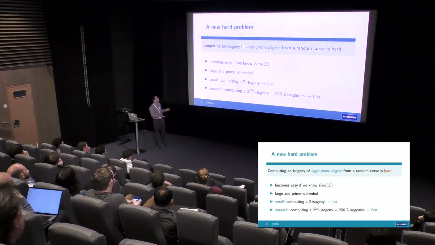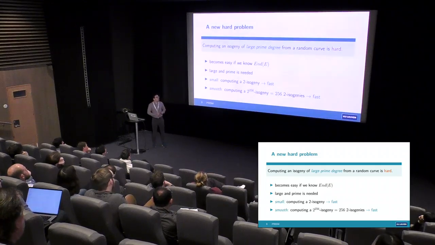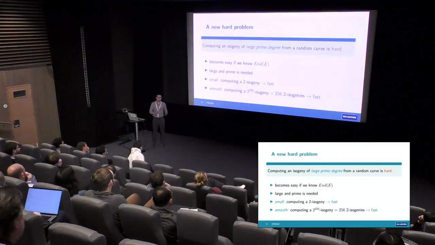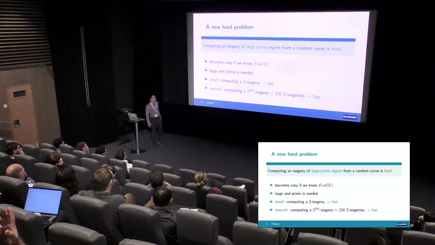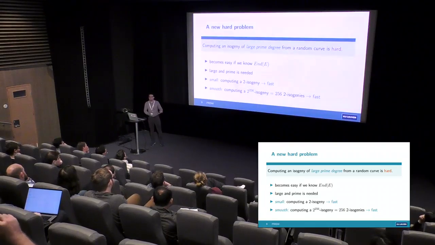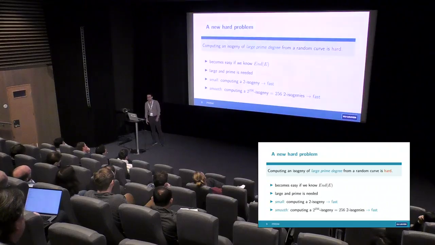And so today I will present a new hard problem. This new hard problem is computing a large prime degree isogeny from a random curve. So the first thing that we're interested in: this becomes easy if we know the endomorphism ring of a curve. So this is the perfect trapdoor because it shows knowledge. If you can do that, it shows knowledge of the endomorphism ring of a curve.